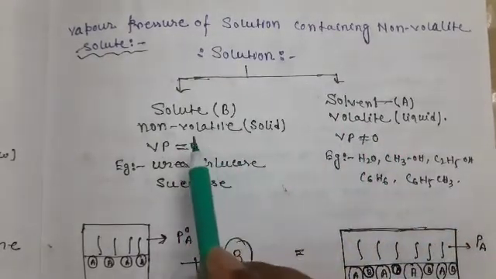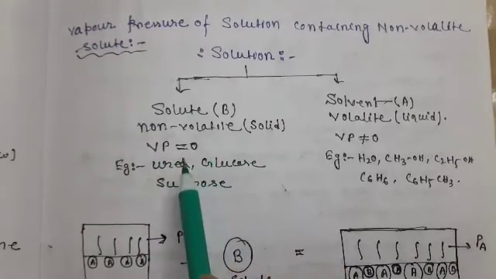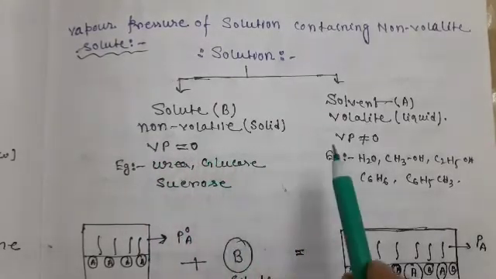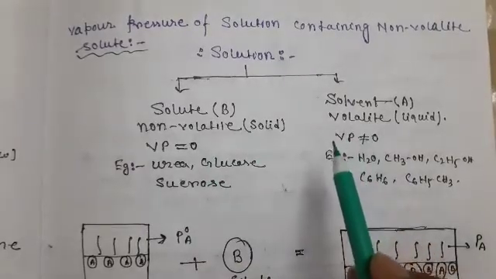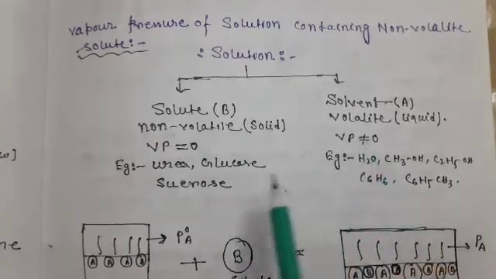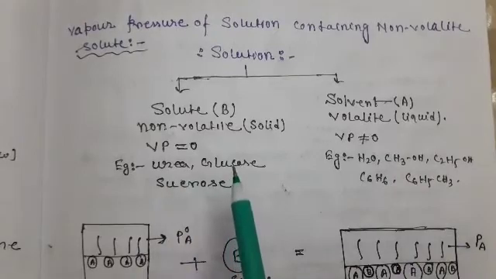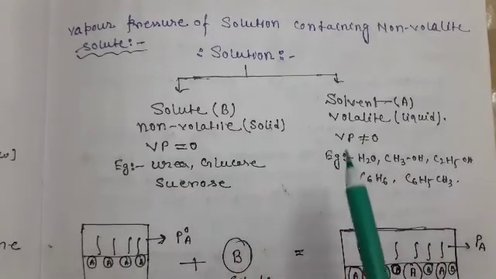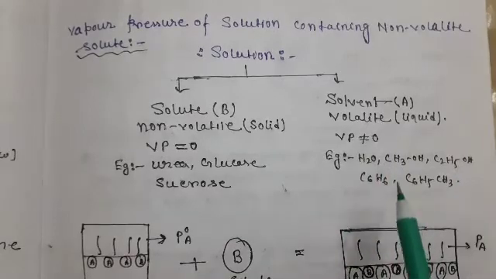Non-volatile substance means those substances which have no tendency to evaporate. That is why vapor pressure is equal to 0. And volatile substance means those substances which have tendency to evaporate. That is why vapor pressure is not equal to 0. For example, non-volatile solutes are urea, glucose, sucrose. Examples of volatile solvents are water, methanol, ethanol, benzene, toluene, etc.